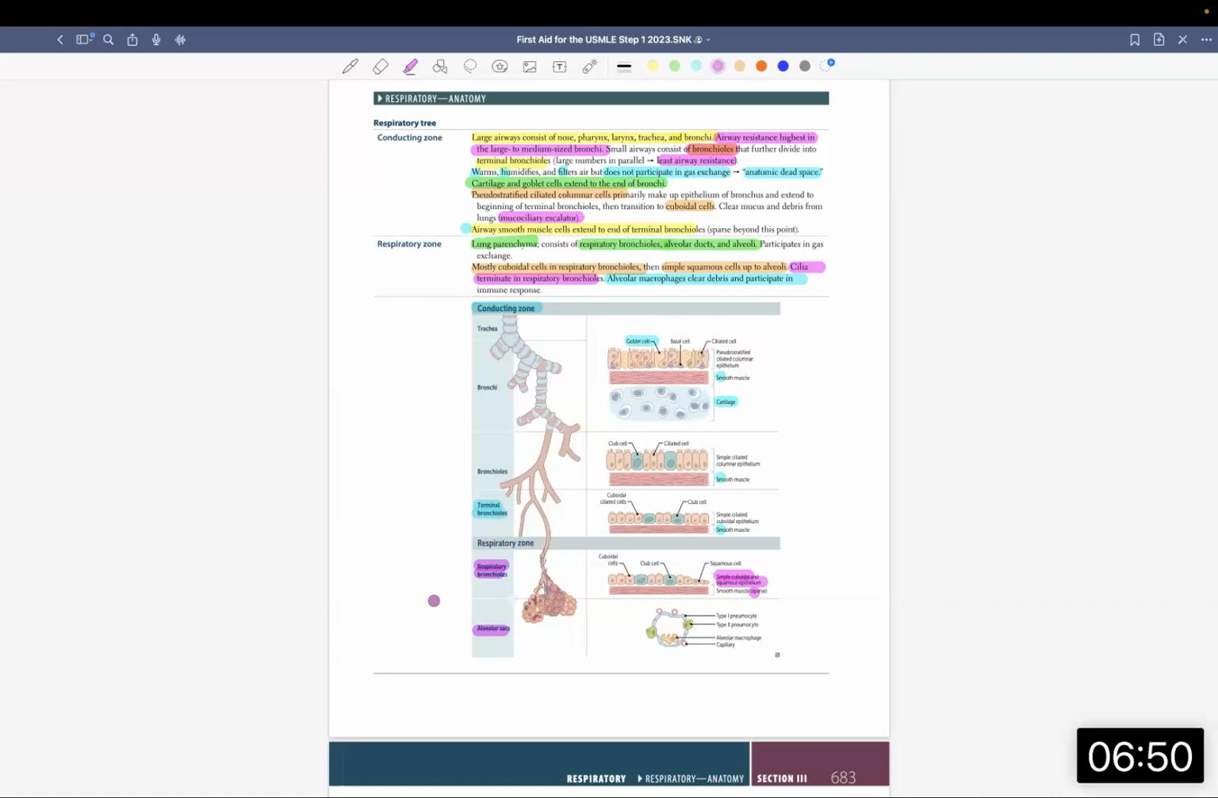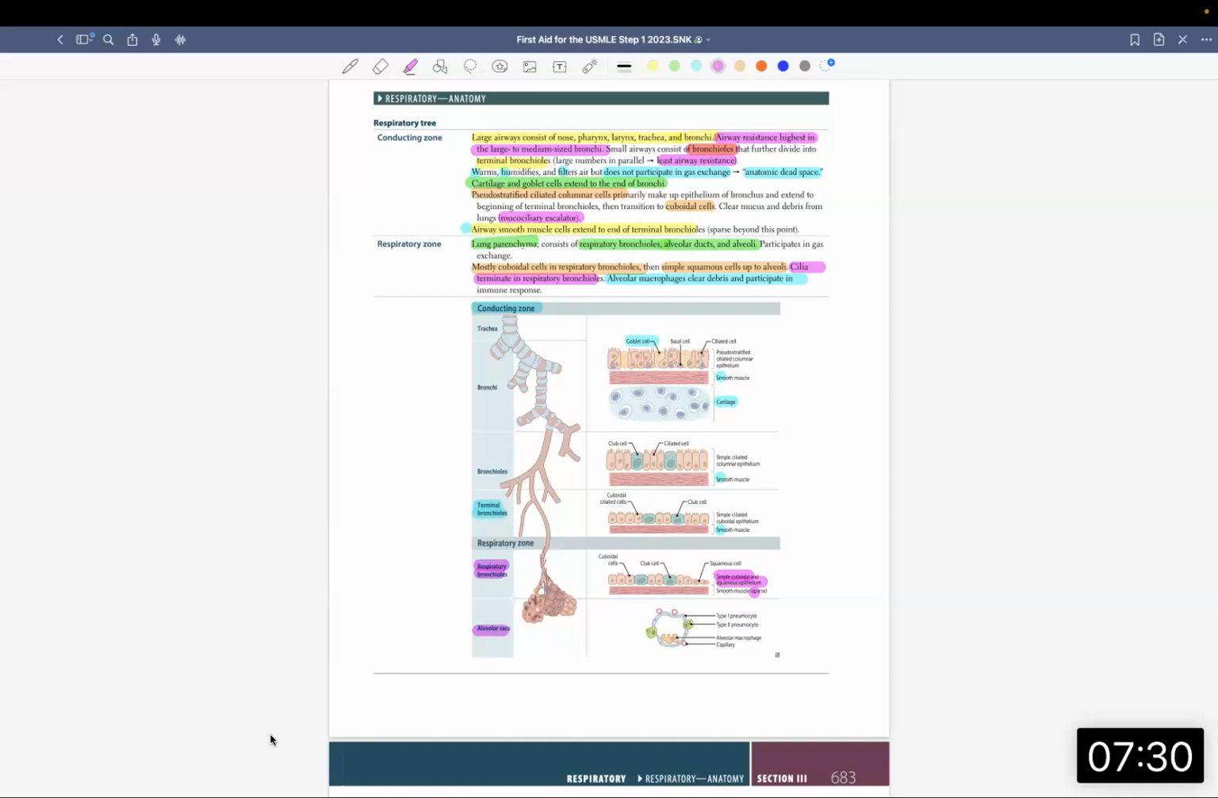Okay, and then I think cartilage and goblet cells. This is also a question. Cartilage and goblet cells extend to the end of the bronchi. Yeah. They asked where do they disappear? So they're only present in the trachea and bronchi. Okay. And then there is also a question about this mucociliary escalator thing, right? Correct. They ask about where the cilia disappear, where the cartilage disappears, and after which level the macrophage will be responsible for the protection of the airway.